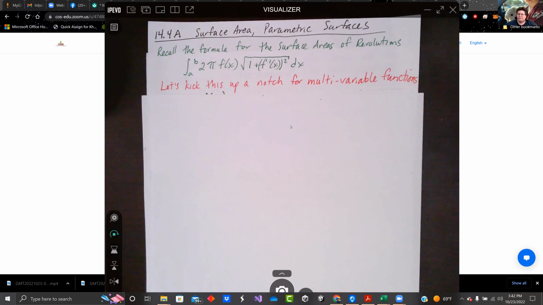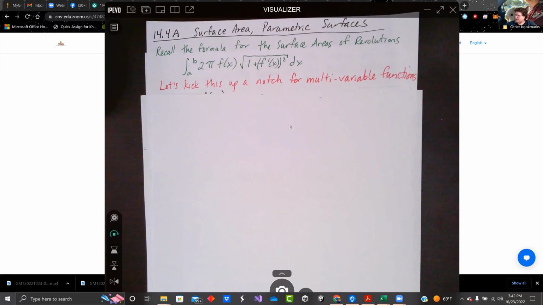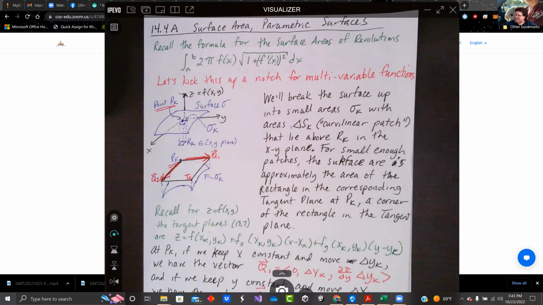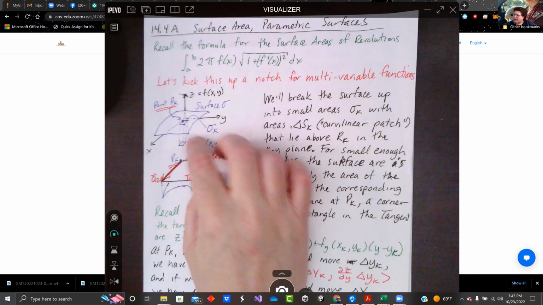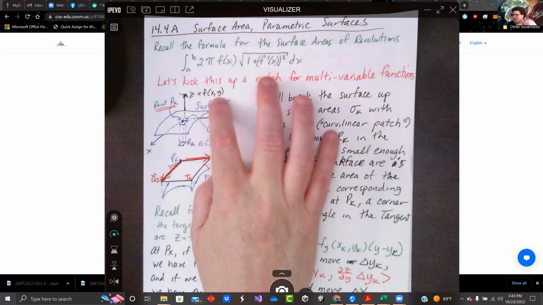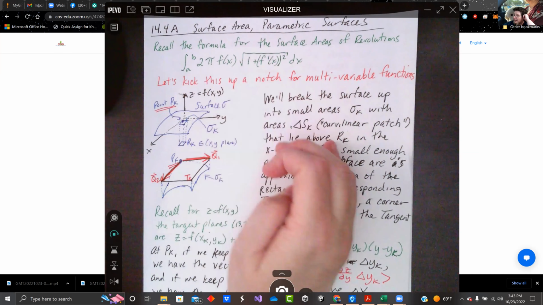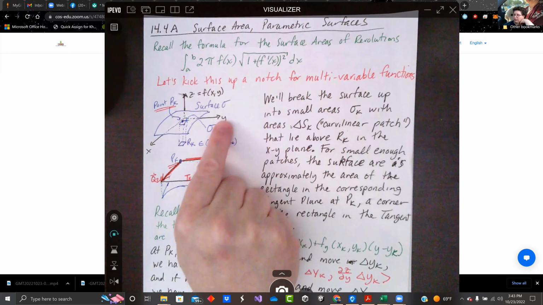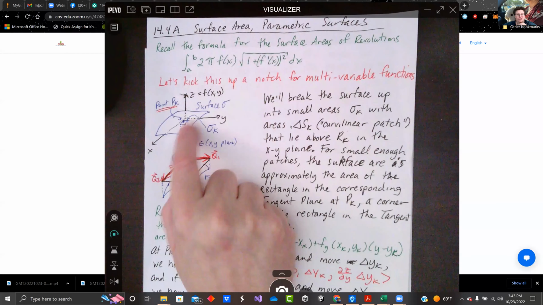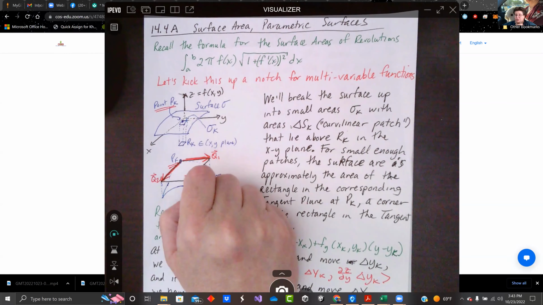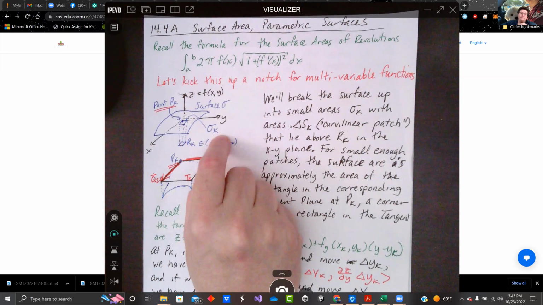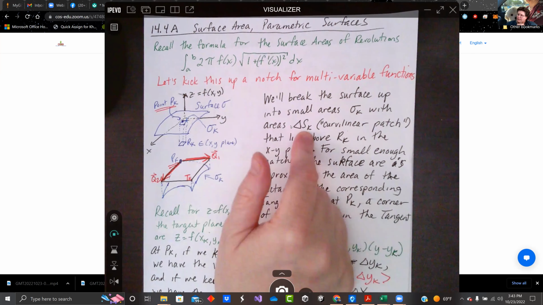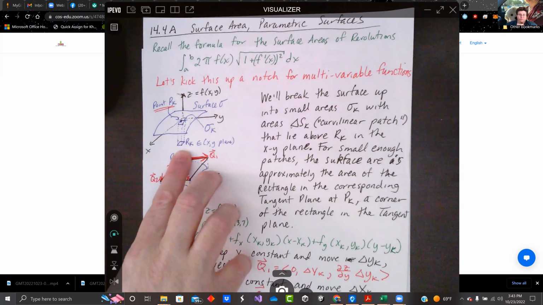We can kick that up a notch for multivariable functions. So let's just take a look at what the multivariable function would look like. We've got some surface sigma, where z is a function f of x, y. We can break the surface up into small little curvy linear patches. We're going to call each patch delta sigma k. It's got a surface area delta sk, and it's lying above the region rk.